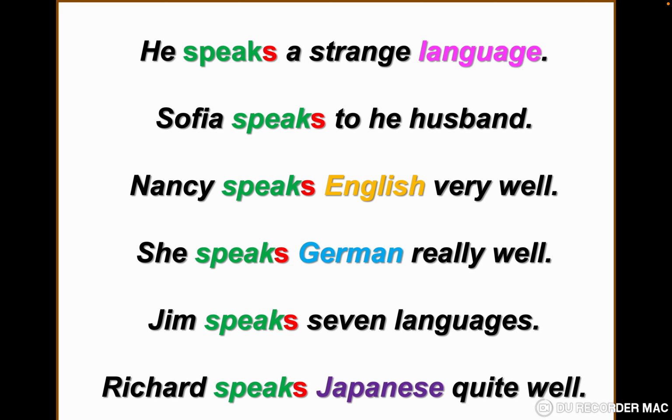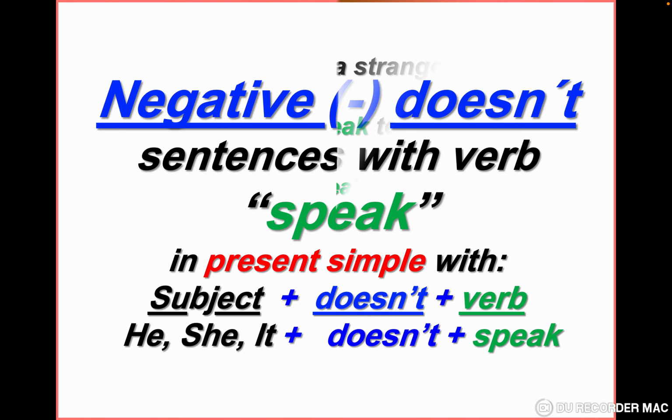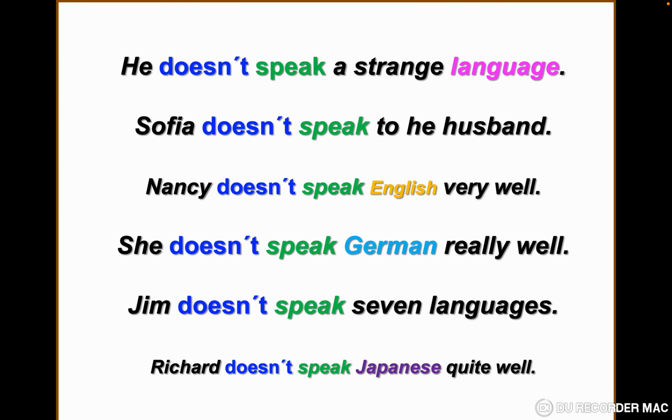Let's go to the negative form. He doesn't speak a strange language. Sophia doesn't speak to her husband, so there is an R missing. Her husband. Nancy doesn't speak English very well. She doesn't speak German really well. Jim doesn't speak 7 languages. Richard doesn't speak Japanese quite well.